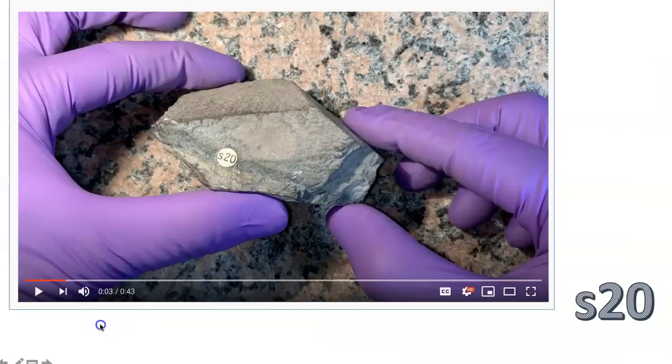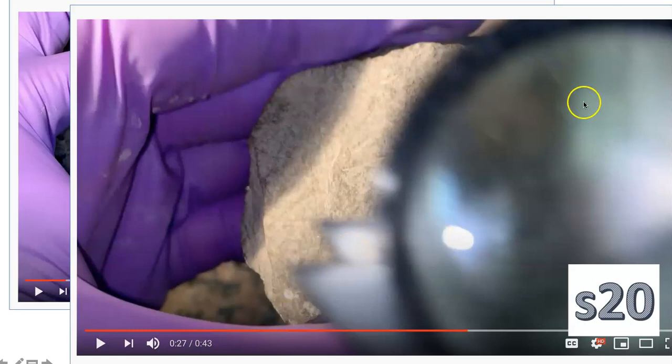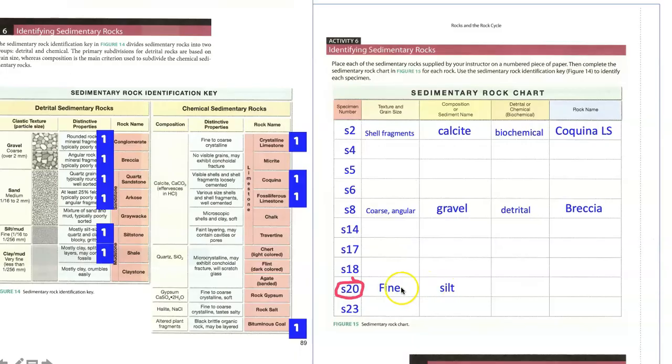Let's do S20. Here's the video for S20, 43 seconds long, and this is a very fine-grained rock. The person in the video mentions that it does not react to hydrochloric acid, so it's not a crystalline rock. And in fact, he gets out his hand lens and he looks very closely. And this is not a very good image to see, but there are little mineral grains in here. So this is a very, very fine-grained rock. We're going to call them silt-sized particles. This is a detrital rock, and we're going to call it a siltstone.